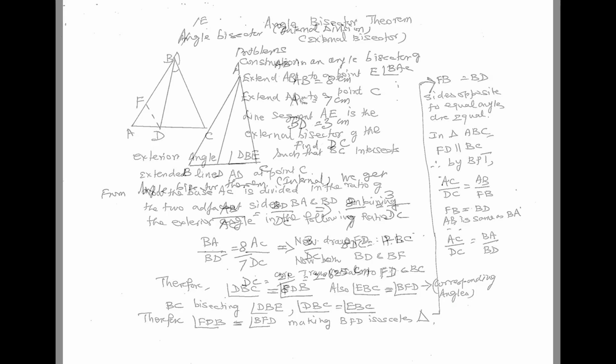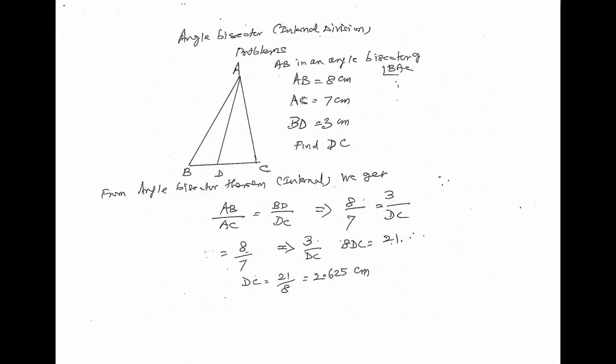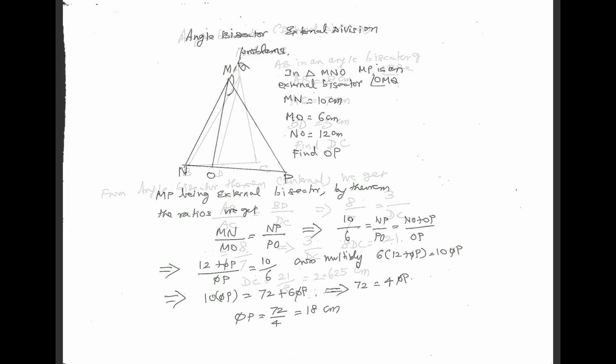Now angle bisector internal division problem. In the picture ABC, AD is an internal angle bisector. AB is equal to 8 cm, AC is equal to 7 cm, BD is equal to 3 cm. Find the length of DC. From the angle bisector theorem internal we just went through, we get AB by AC is equal to BD by DC. Thus 8 by 7 is equal to 3 by DC. Therefore 8 DC is equal to 21. Therefore DC length is equal to 2.625 centimeter.